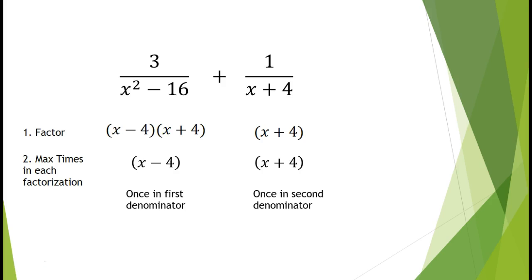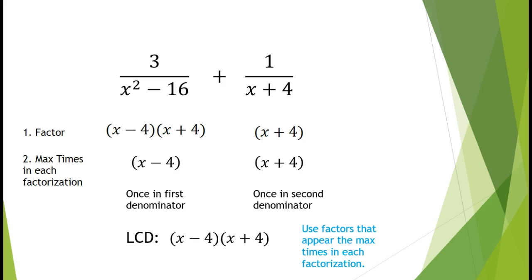Now, we're going to pick the factors that are used the maximum number of times in any one denominator. Both of ours are used just once. And so, in fact, our LCD is x minus 4 and x plus 4, because they were both used only once. Let's go to the second example.